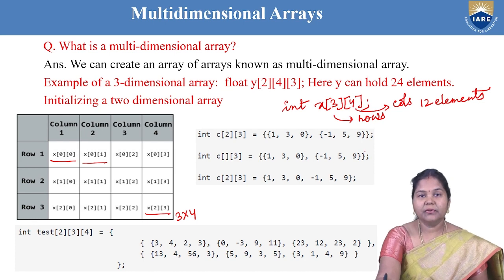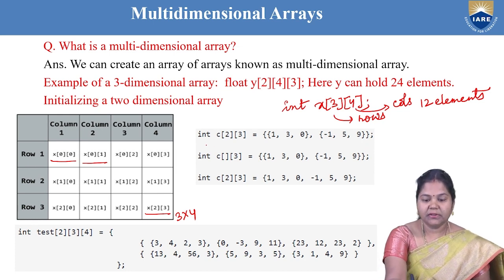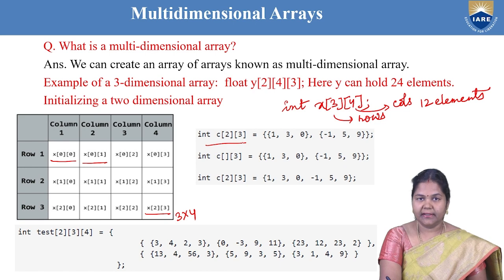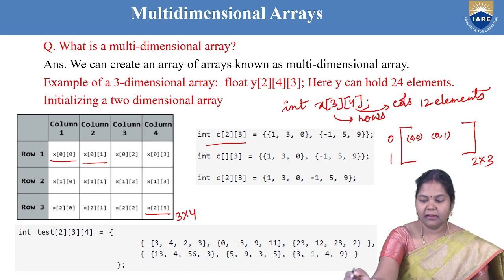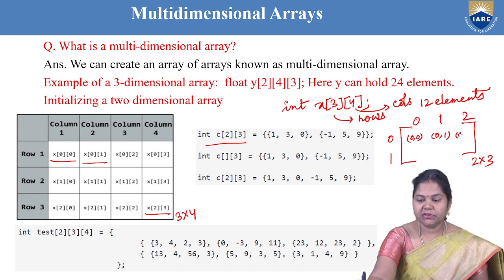There are some examples for array initialization. Suppose c is an array of size 2 by 3, that means 2 rows and 3 columns. You have to understand that this is a 2 by 3 array, so 6 elements will be there. This is [0][0], this is [0][1]. 2 rows are there, so 0 and 1, and 3 columns, 0, 1 and 2. I am writing the index positions: this is [0][2], then [1][0], then [1][1] and [1][2].